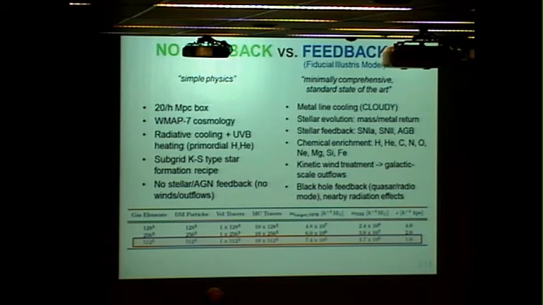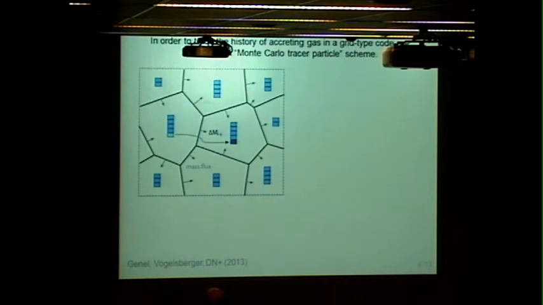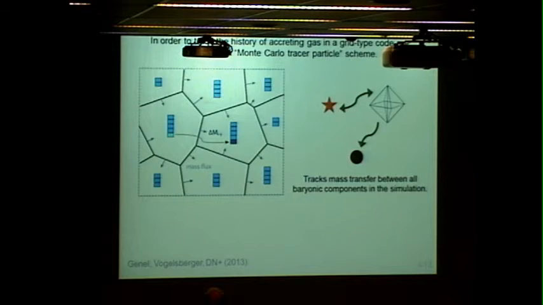To compare these two runs, I need a way to trace the evolution of accreting gas. And like any grid code, that's fundamentally impossible. You can't look at the Lagrangian history of any gas element because there's mass transfer between cells without reference to some sort of tracer particle scheme. So without going into any details, we've developed a newer, different scheme, which we call Monte Carlo tracer particles. In the context of this more complicated physics, a nice feature of this is that it can self-consistently trace the flux of mass through all the baryonic components of the simulation.